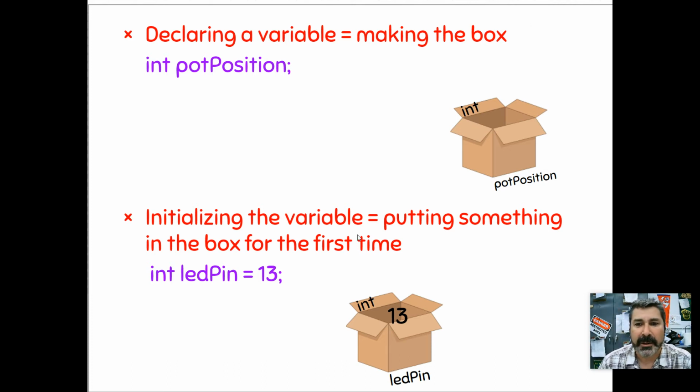Okay, initializing the variable. So when we say int lead pin, we create a box in the RAM called lead pin. The only thing that can go into it is a whole number. And then we actually store the number 13 in that box. So anytime we say, hey, what's in lead pin? It'll say, oh, 13. So lead pin and 13 are the same thing. And this is going to be useful later. Let's see how.